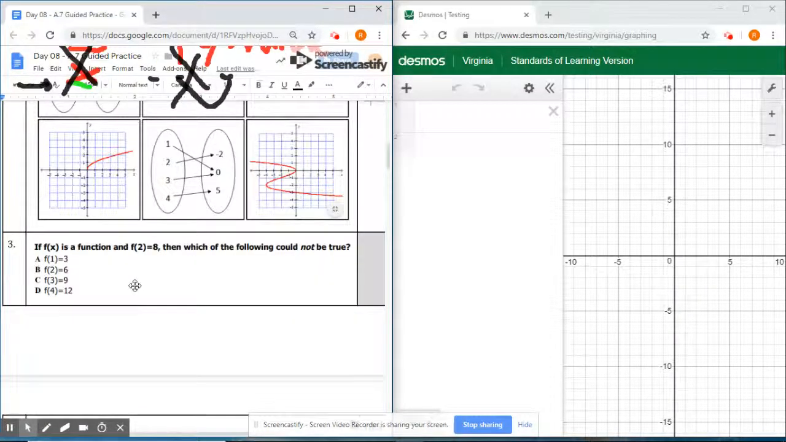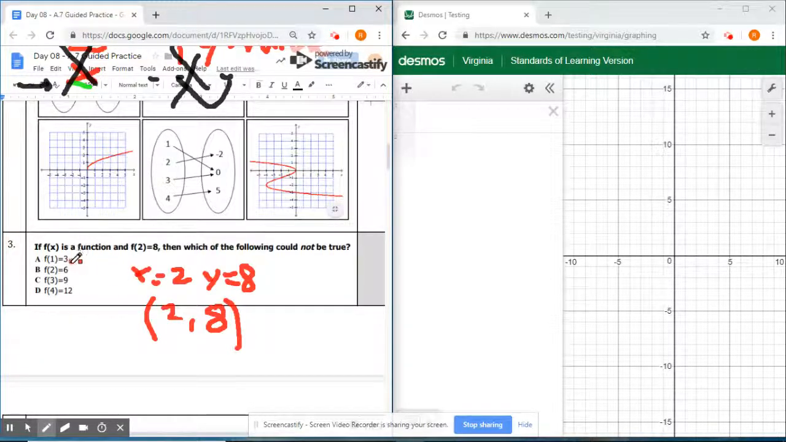And number 3, if f of x is a function and f of 2 equals 8, then which of the following could not be true? Okay, so again, think, if f of 2 equals 8, that means that x equals 2 and y equals 8. So that means our ordered pair would be (2, 8). All right, so we have this ordered pair (2, 8) here.